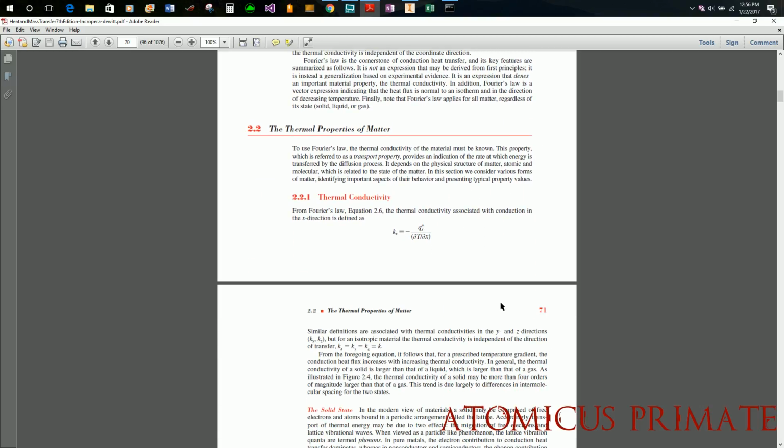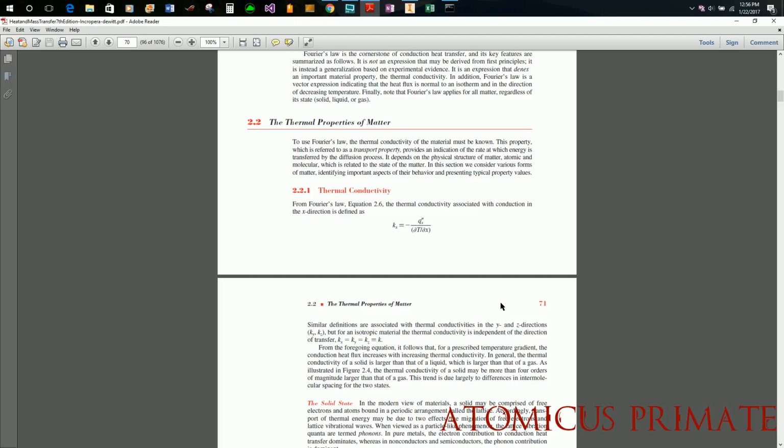The thermal properties of matter. To use Fourier's law, the thermal conductivity of the material must be known. This property, which is referred to as a transport property, provides an indication of the rate at which energy is transferred by a diffusion process. It depends on the physical structure of matter, atomic and molecular, which is related to the state of the matter. In this section, we consider various forms of matter, identifying important aspects of their behavior and presenting typical property values.